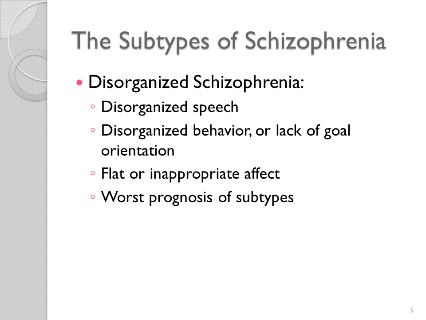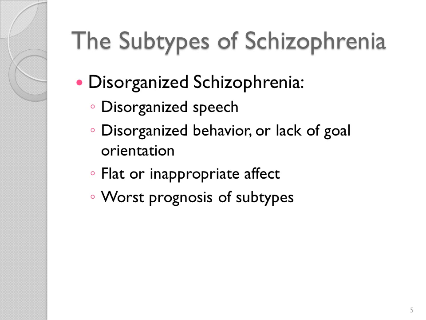So there are subtypes of schizophrenia, and the subtypes basically try to categorize people based on a cluster of distinct symptoms. So there are 4 different subtypes of schizophrenia.